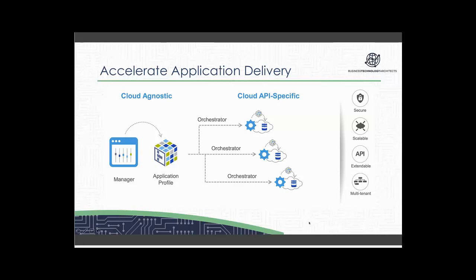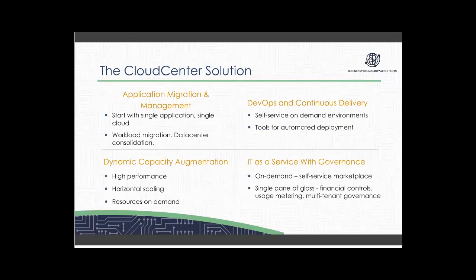So let's talk about the CloudCenter solution and some of the common use cases. Some of the use cases that may arise with the complexity of a multi-cloud environment that we've seen are these 4. First, application migration and management. Again, CloudCenter makes it easy to move applications between different clouds and also provides full lifecycle management. So you can move your applications between data centers or to and from the public and private cloud.